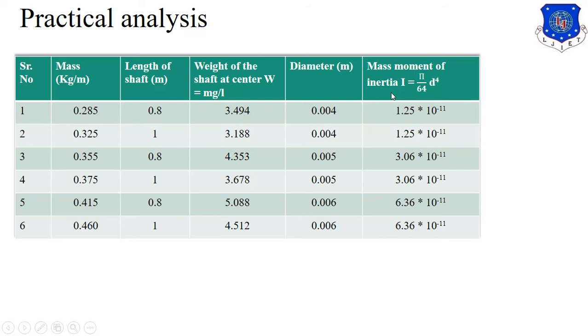So what is the mass moment of inertia? It is 1.25 into 10 raised to minus 11 for 0.004 meter diameter. For 5 mm it is 3.06 into 10 raised to minus 11, and for 6 mm it is 6.36 into 10 raised to minus 11 meter raised to 4. Okay, so these are our practical analysis.